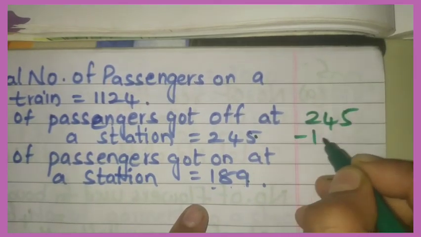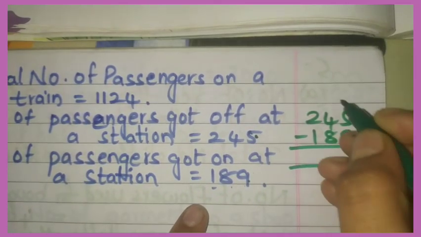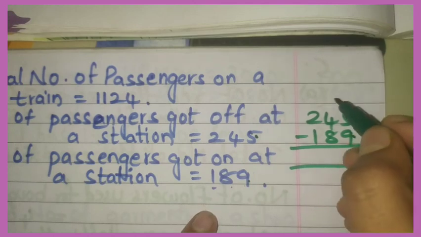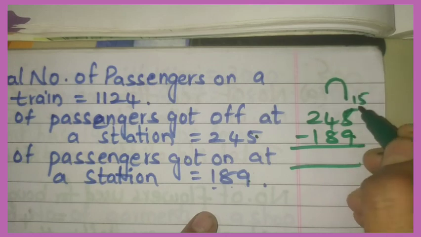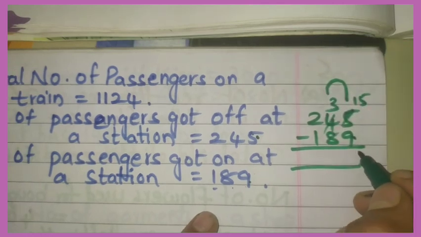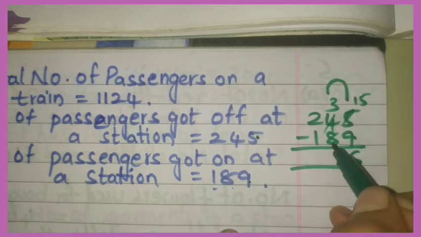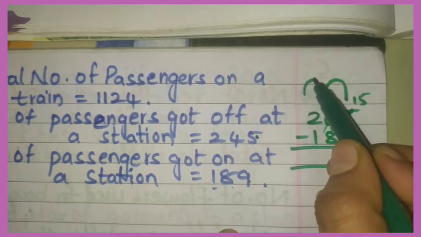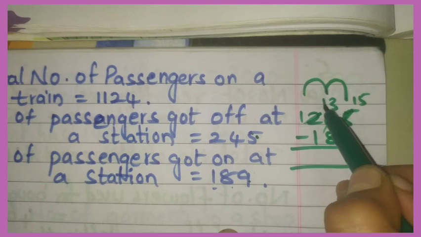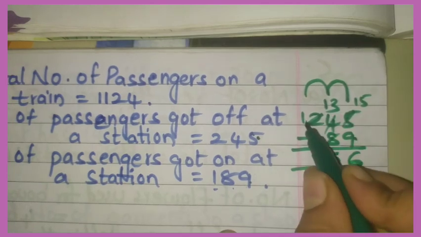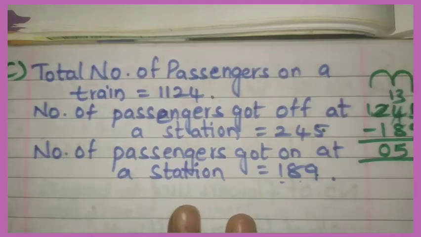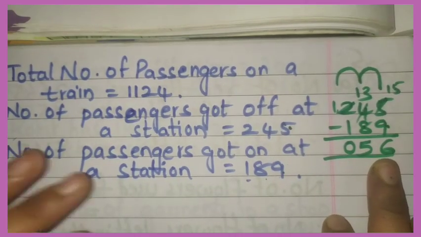245 minus 189. From 5 we cannot subtract 9, so we will take borrow. It will be 15. Here it will be 3. 15 minus 9 is 6. From 3 we cannot subtract 8, so we will take borrow. It will be 13 and here it will be 1. 13 minus 8 is 5. 1 minus 1 is 0. 56 passengers got off extra.